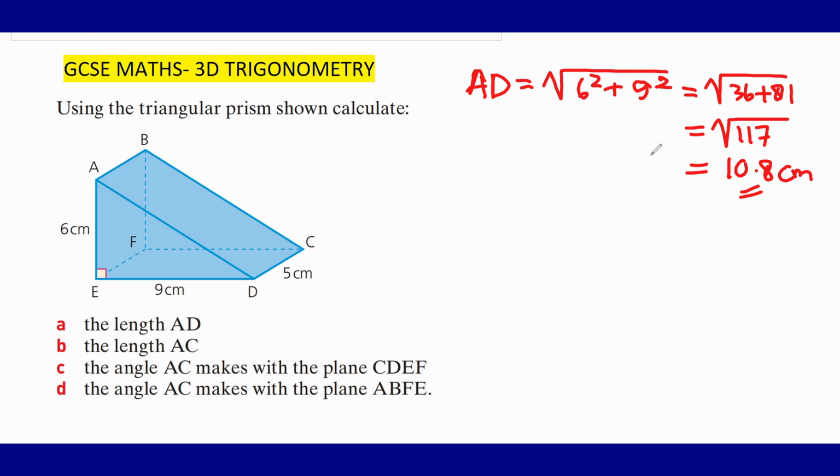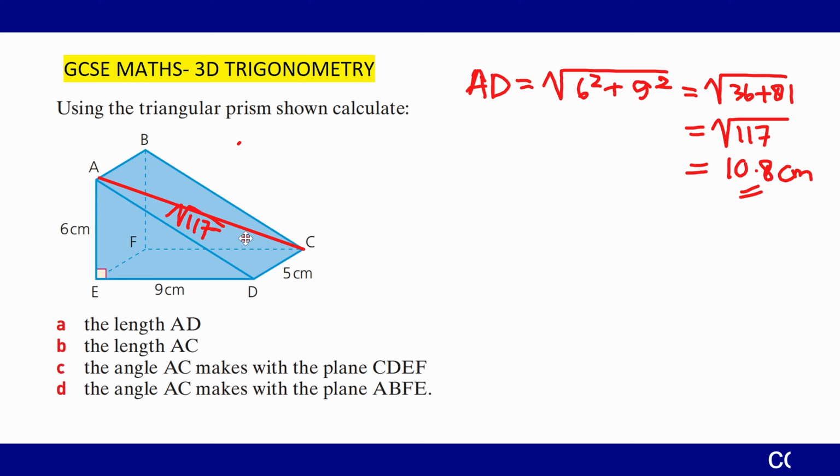Now, okay guys, we have AD is root 117 or 10.8. So we write down here square root of 117. Now, how do we get the length of AC? We see AC is inside the triangle ADC, in which we already found the side AD is root 117.